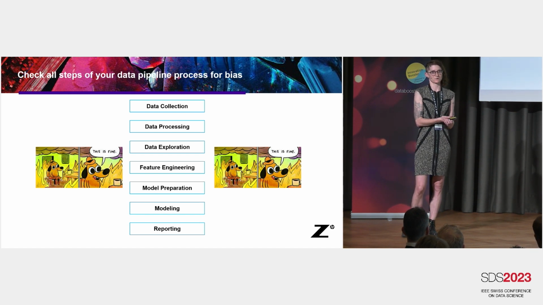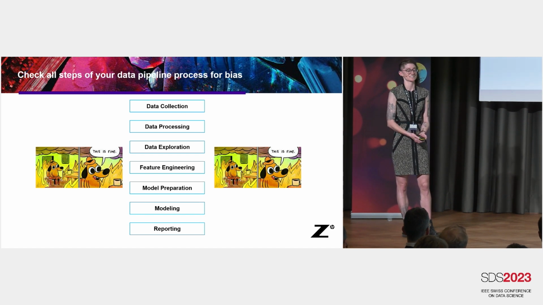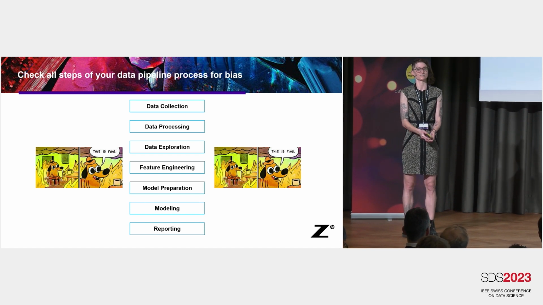So just remember to always check each step of your pipeline for potential bias, both in the statistical sense and in the general sense of the word, because it will always be seen in your end result.